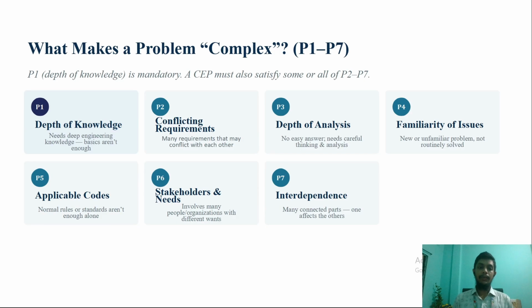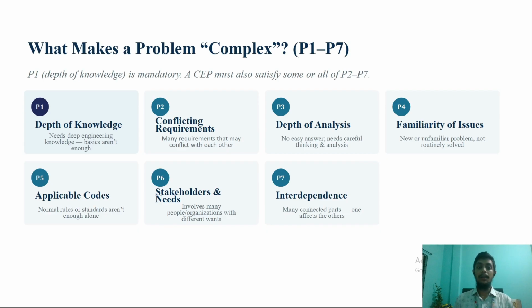So what makes a problem complex? P1 to P7. P1, which is depth of knowledge, is mandatory, but a complex engineering problem must also satisfy a few or all of the others, P2 to P7. So now we are going to see P1 to P7.